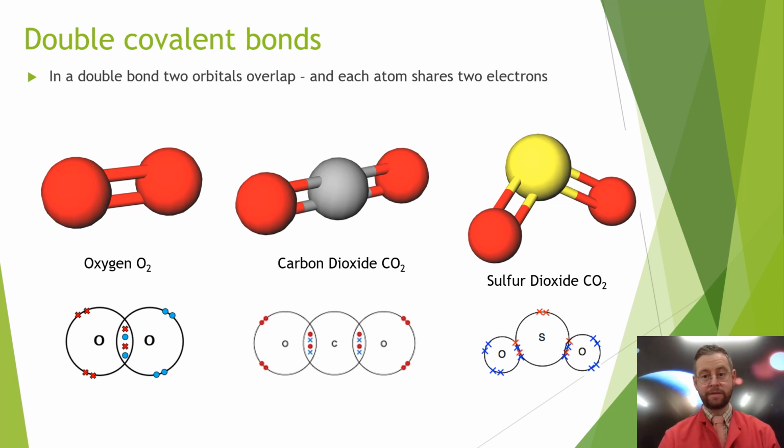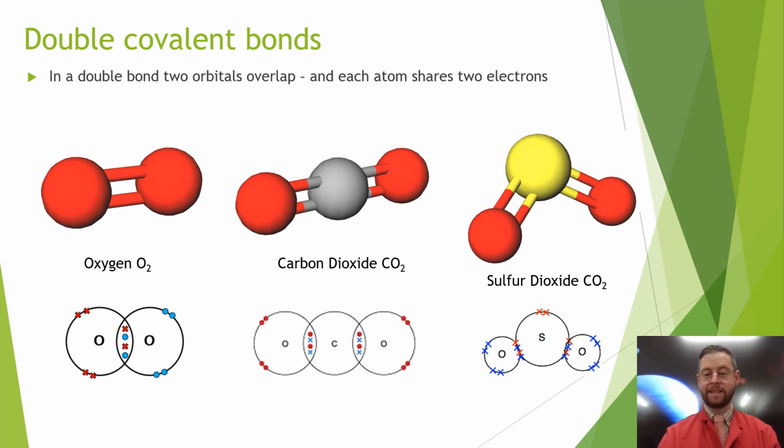Carbon, with its requirement of forming 4 bonds, can form a double bond times 2. It can form one double bond to one oxygen and one double bond to another oxygen, which would make carbon dioxide. Each oxygen is sharing 2, the carbon is sharing 2 on one side and 2 on the other side.